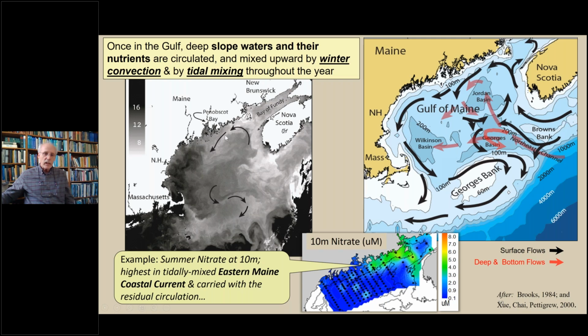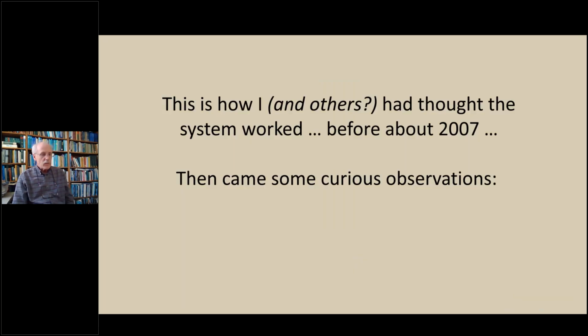Evidence of this bringing up of nutrients into this Eastern Maine coastal current is shown here in a number of cruises where this is just a slice of nitrate at 10 meters depth. You can see that the only place here in this survey domain that the nutrients are measurable really are there in the Eastern Maine coastal current. Okay, this is how I used to think the Gulf of Maine system worked before about 2007.